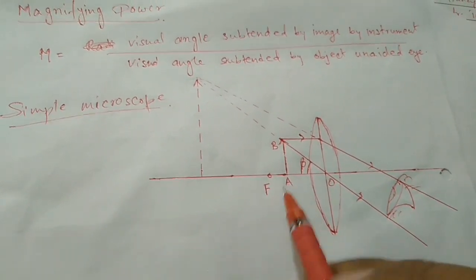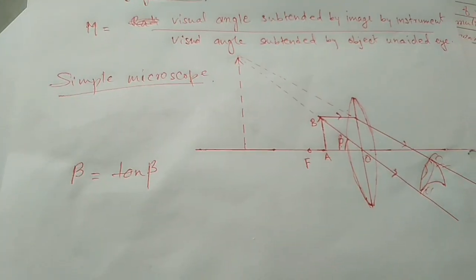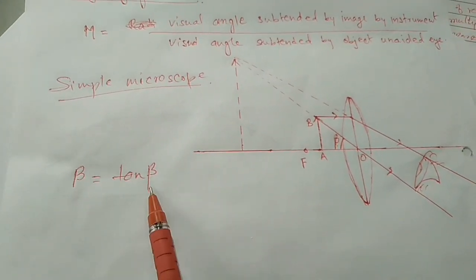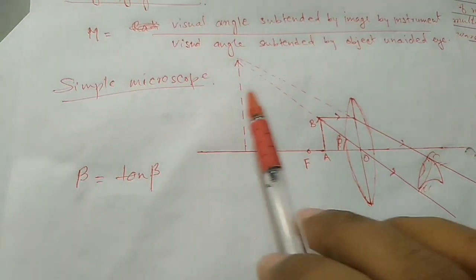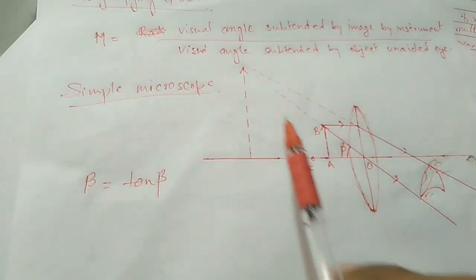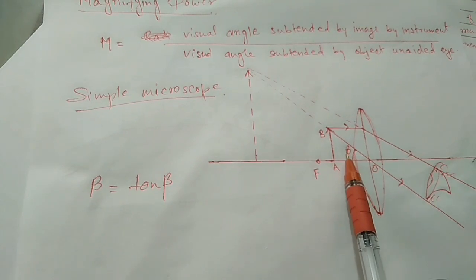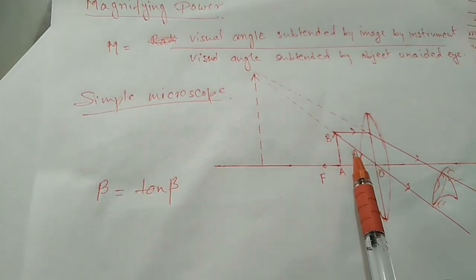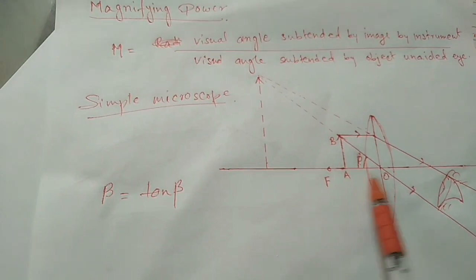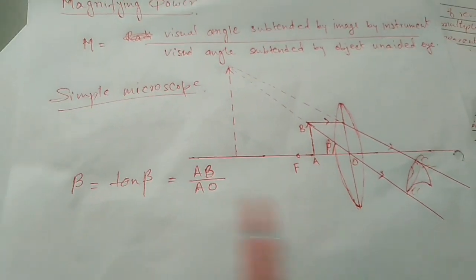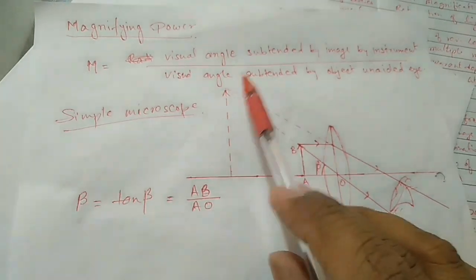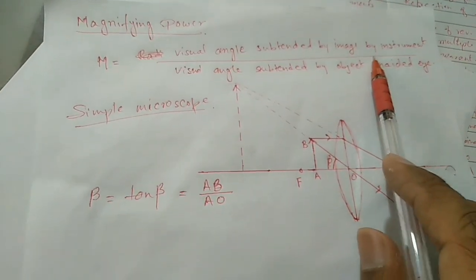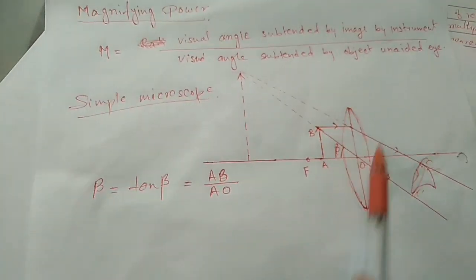So this is the eye, and this will be beta. The angle is so small, I am writing here, the angle is so small, so beta is equal to tan beta. So tan beta here is the visual angle formed by the image. This angle beta is the same for this and this both. So I am writing here beta equals AB upon AO. So here beta is calculated, the visual angle subtended by the image with the instrument.